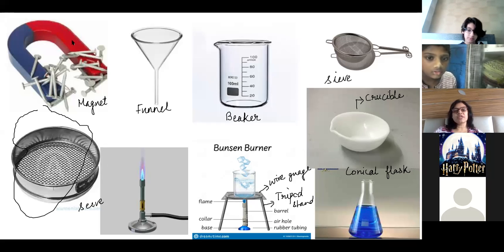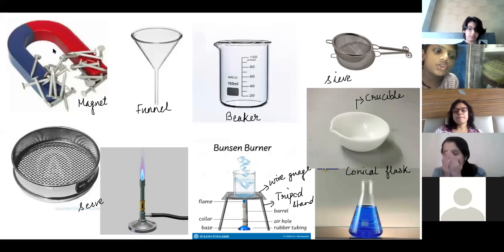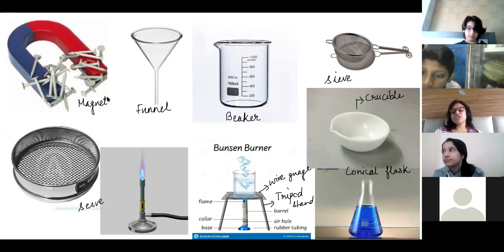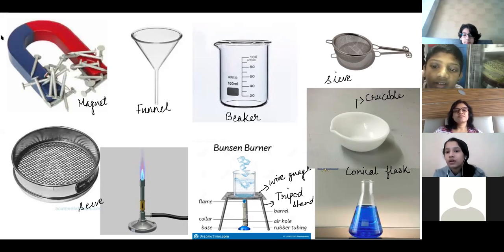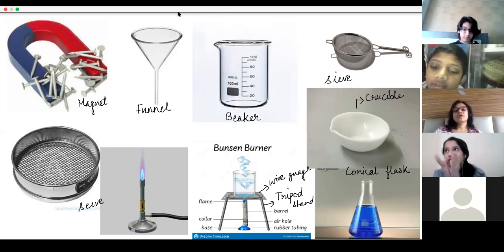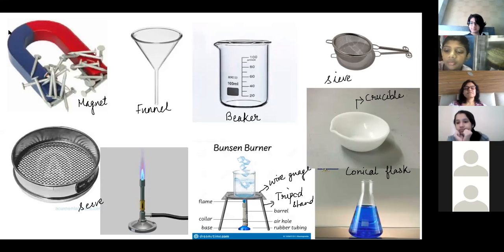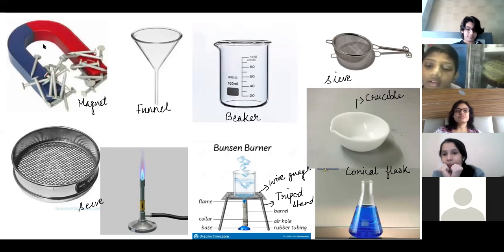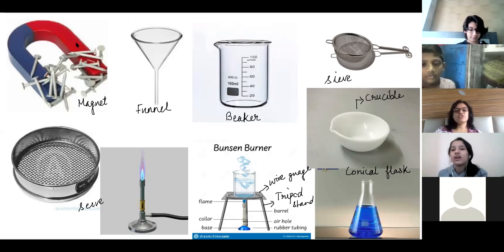Where do we use this magnet in separation technique? Ma'am, we can use it to separate different nails. If you have a mixture of magnetic material and non-magnetic material, you can use a magnet to separate that. Ma'am, if you have a non-magnetic nail and there are some small particles that are attracted to a magnet mixed with it, you can just put a magnet and all those small things will be attracted, and then you will get that nail.